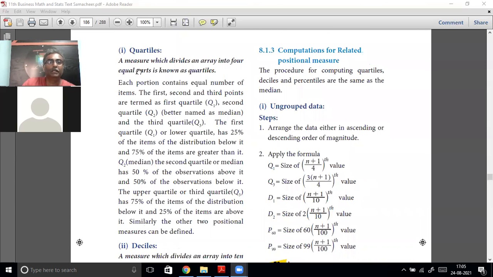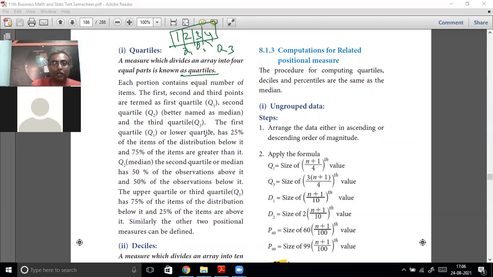A measure which divides an array into 4 equal parts is known as quartile. See, that's why I told you. If there are 1, 2, 3, 4, 1, 2, 3, இப்படி divide பண்ணிடுச்சுனா இது Q1, இது Q2, இது Q3. So any array of data which is divided into 4 equal parts, that is called a quartile. Okay, so you will have Q1, Q2 and Q3. Q1 is first quartile, Q2 is second quartile and Q3 is third quartile.